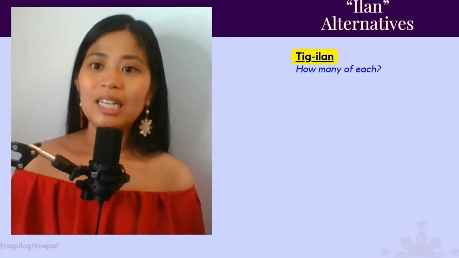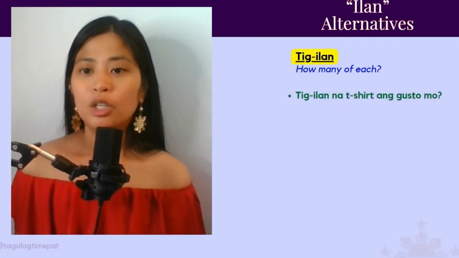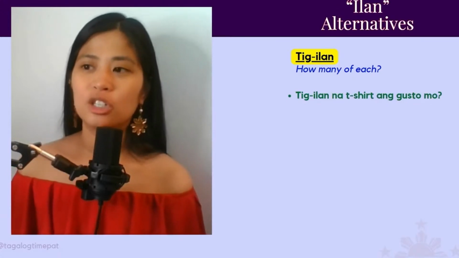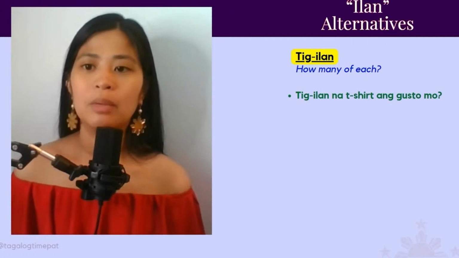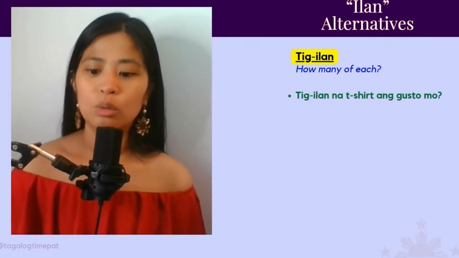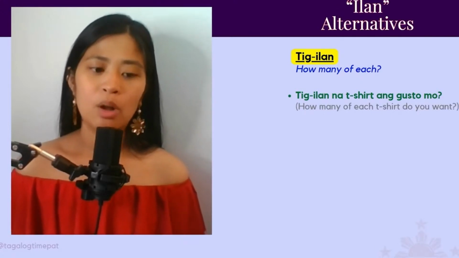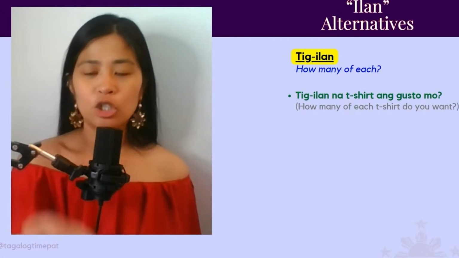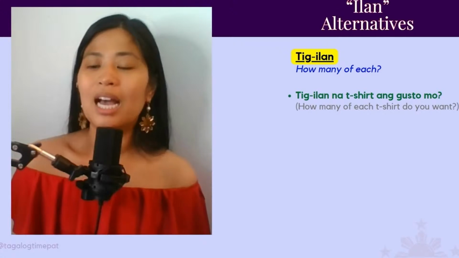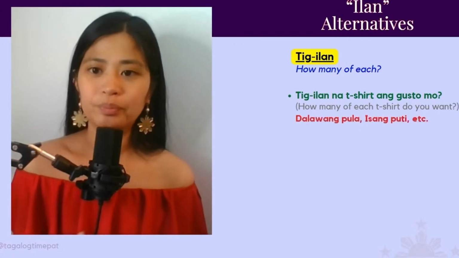Next, tig-ilan means how many of each. So for example, maybe you're shopping at a store and you're like, oh, I like all of these t-shirts, but I want multiple of them. They might ask you, tig-ilan na t-shirt ang gusto mo? How many of each t-shirt do you want? For example, oh, I want 3 of the red t-shirts, 2 of the white t-shirts, 1 of the black. So tig-ilan na t-shirt? How many of each t-shirt do you want?